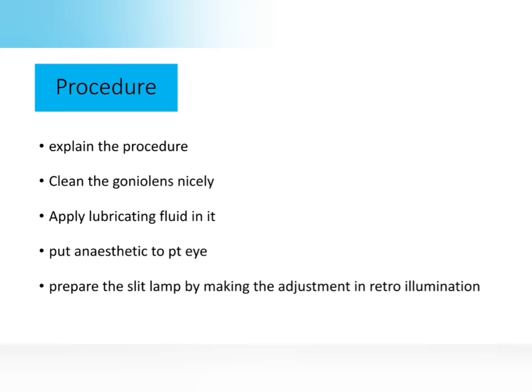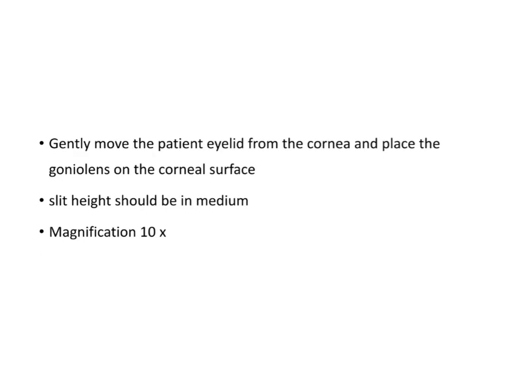Prepare the slit lamp by making the adjustment to retro illumination. Sometimes in practice we see that retro illumination gives unwanted reflection, so you can tilt the illumination a little bit, 10 to 15 degrees, to see the angle properly. Gently move the patient's eyelid and place the corneal lens over the corneal surface. Slit height should be medium and magnification should be set at 10x. This is how you try to see the angle.